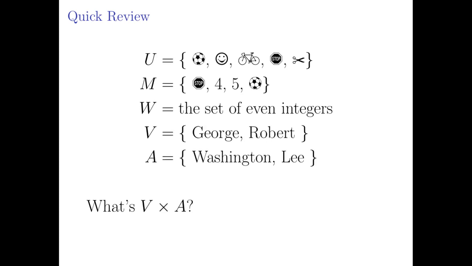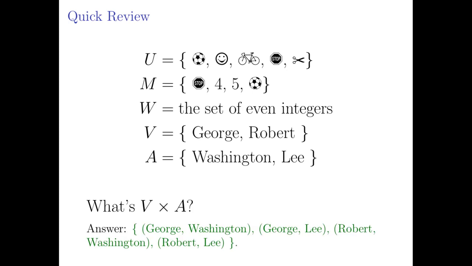Let's add a couple more sets here, V and A. What do we do if we get V cross A? Remember, that's kind of a tricky one. We get ordered pairs back, not elements. So what we have here is the ordered pair George Washington, the ordered pair George Lee, the ordered pair Robert Washington, and the ordered pair Robert Lee, because those are all the combinations of an element from V and an element from A in that order.